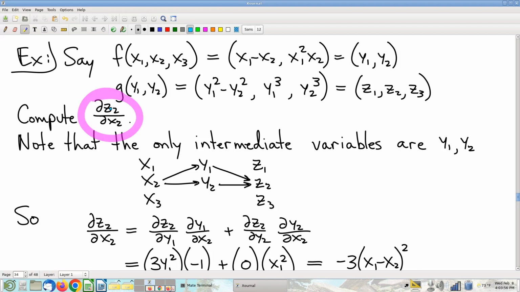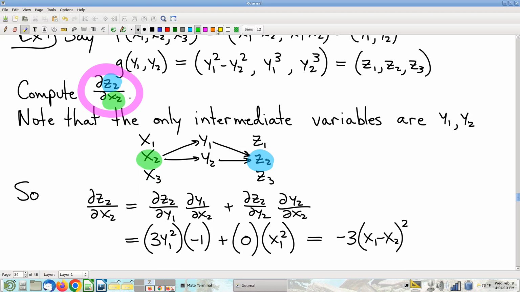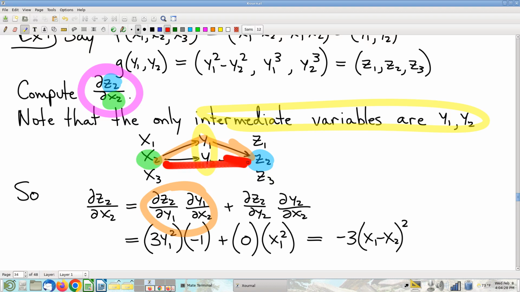Okay, well, let's see here. z2 is right there. x2 is right here. And what paths are there between x2 and z2? Said differently, what intermediate variables are there? Well, the only intermediate variables are y1 and y2. So there is what you might call a y1 path and thus a y1 term. There is a y2 path and thus a y2 term.